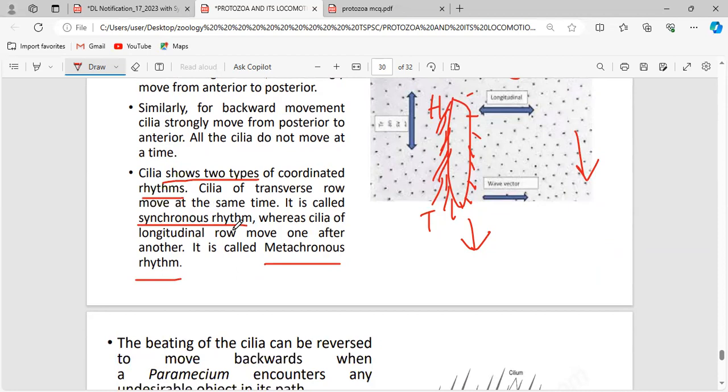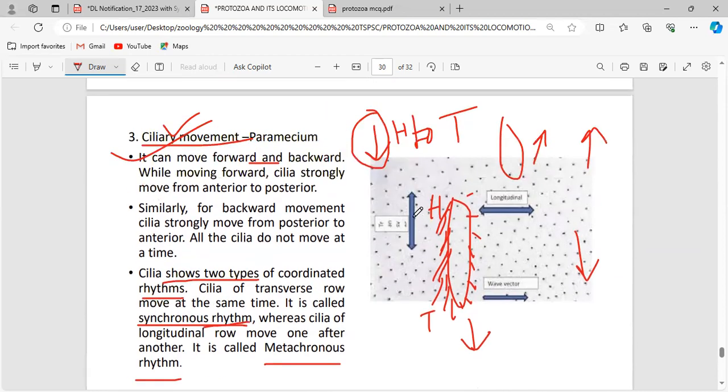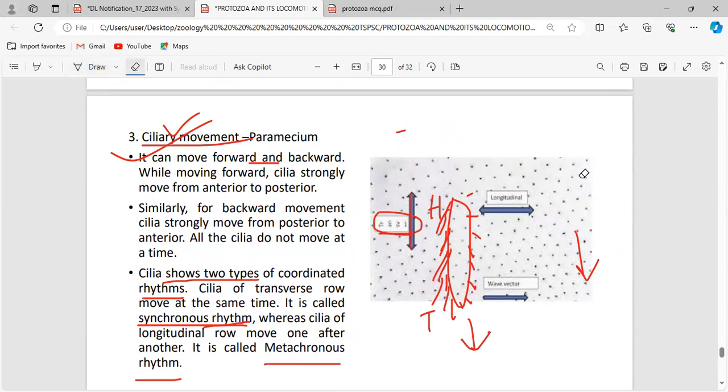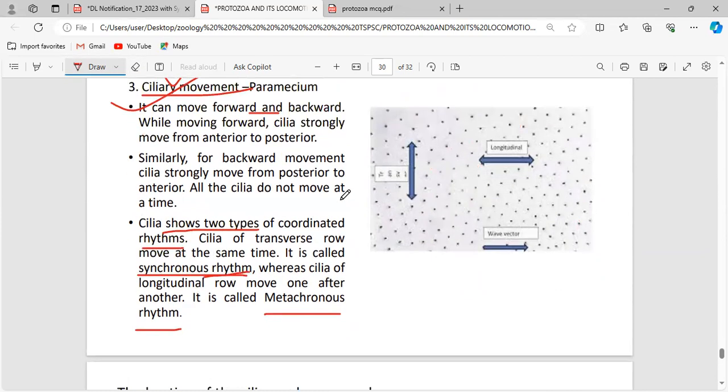See, I repeat, just see my statement. In synchronous rhythm, all the cilia move at the same time in the transverse direction. This is the transverse direction. All the cilia will move at the same time in the transverse direction, then it is said to be the synchronous rhythm. You can find the video on YouTube and see how the synchronous rhythm looks like.